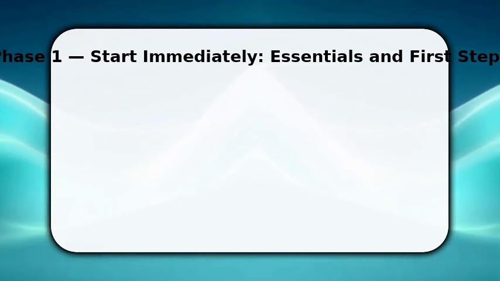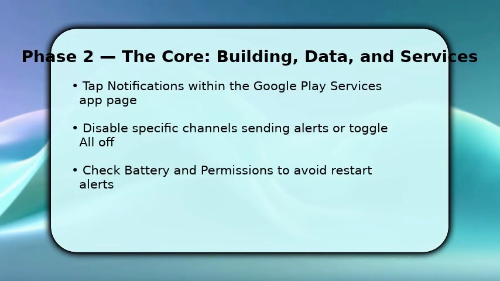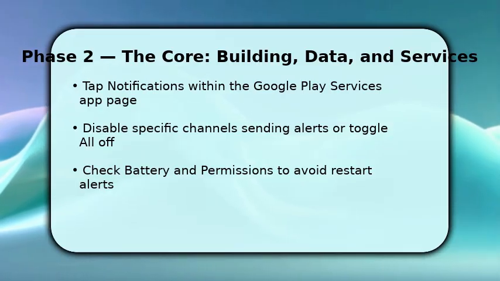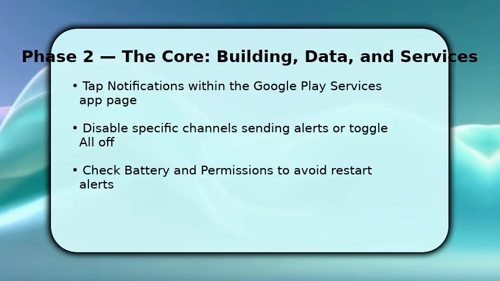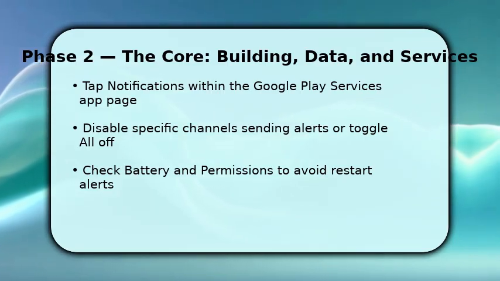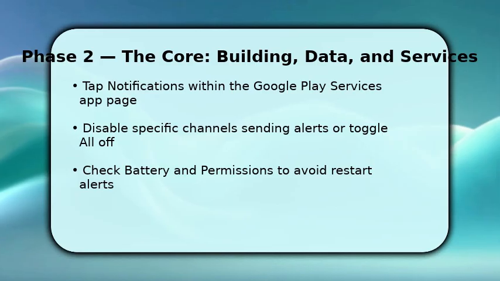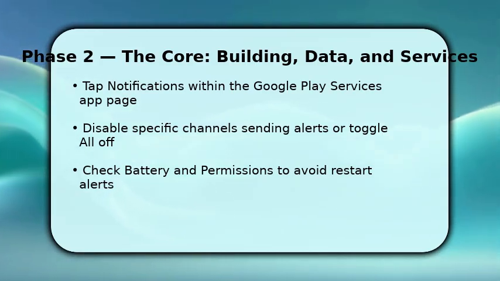configuration steps. Now you're on the app info page. Tap Notifications to see channels. You should disable only the channels responsible for the banner or persistent notice, because some channels are essential to system functions. If you prefer, toggle all notifications off, but make sure critical services won't be blocked.